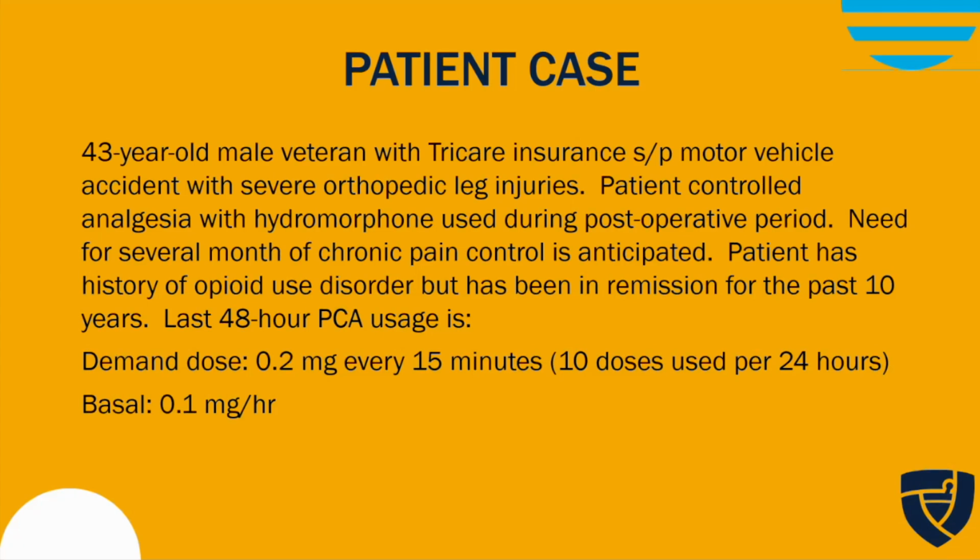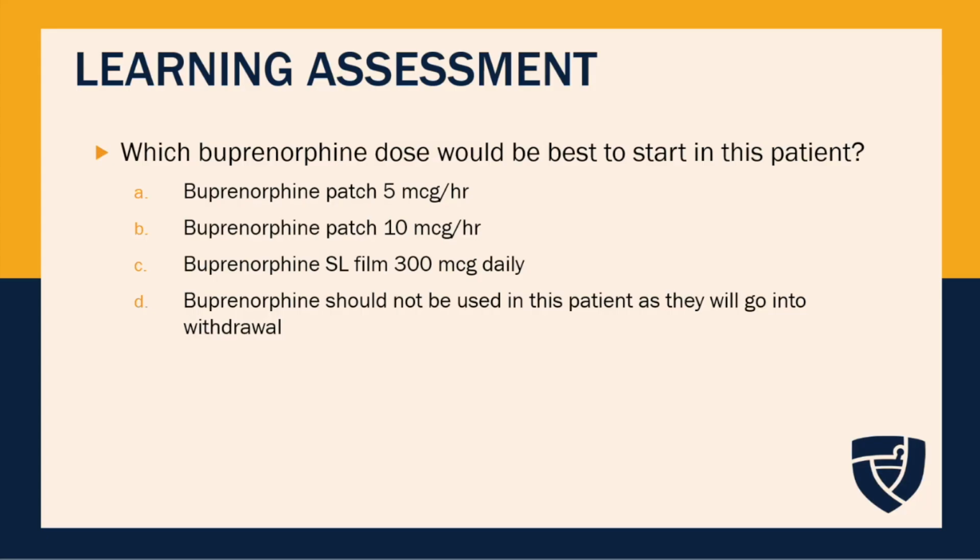So let's revisit our patient case. We have our demand doses here of 0.2 milligram every 15 minutes. They've used 10 in the last 24 hours, and a basal of 0.1 milligram per hour. How could we convert this patient to buprenorphine? Which dose would be best to start in this patient? A 5 microgram per hour patch, a 10 microgram per hour patch, a 300 microgram sublingual film daily, or buprenorphine should not be used in this patient as they will go into withdrawal.